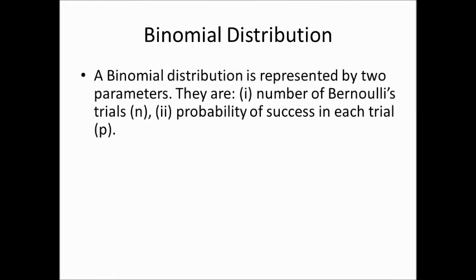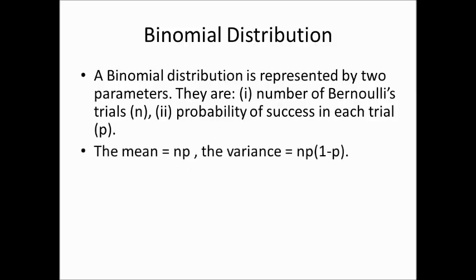Now we have already described the parameters of binomial distribution, which are n and p: n is the number of trials, and p stands for probability of success in each trial. The mean for the random variable is given by n times p, and the variance is given by n times p times 1 minus p.